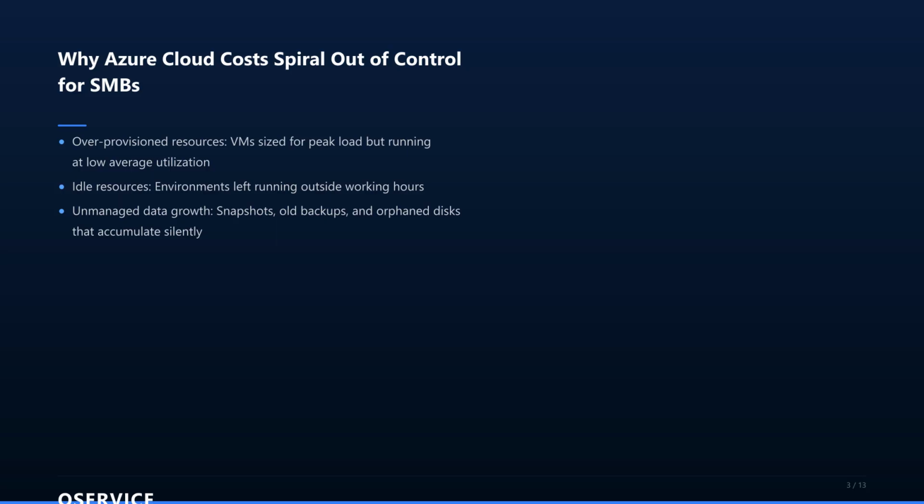3 patterns drive most unnecessary Azure spend. Over-provisioned resources, VMs sized for peak load but running at low average utilization. Idle resources, environments left running outside working hours. Unmanaged data growth, snapshots, old backups, and orphan disks that accumulate silently. Understanding these patterns is the first step toward fixing them.